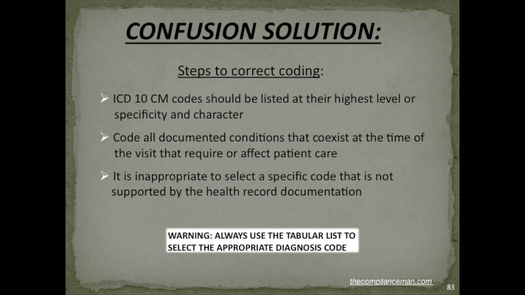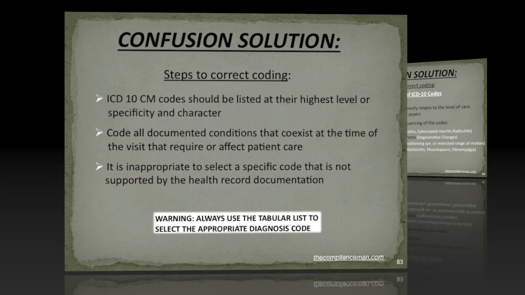So if your EHR system will allow you to crosswalk, it's not giving you a specific code. What it is doing is it's giving you a GEM code, or general equivalent code. So it's your duty to go to the tabular list to make the final decision. Remember, we talked about the specificity of the condition. So in other words, if it's the right knee, you want to say that it's the right knee. If it's the left knee, you want to say that it's the left knee.